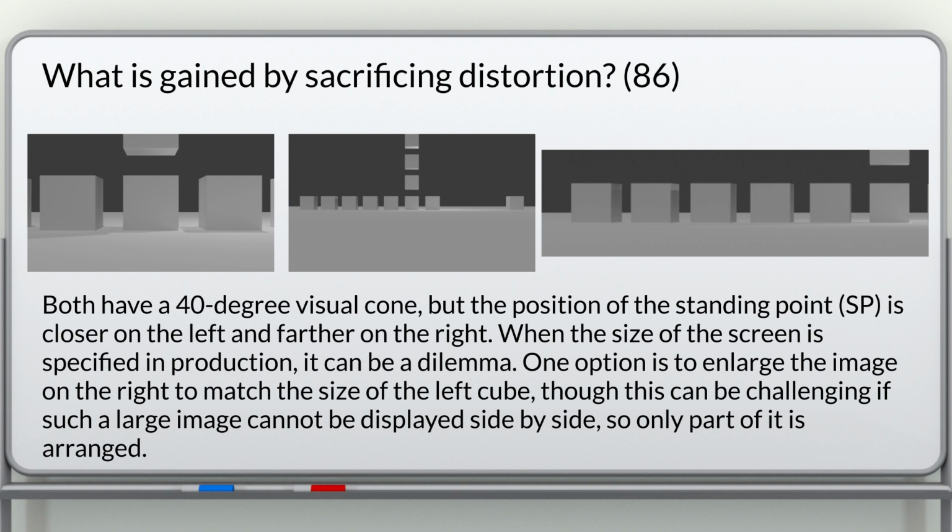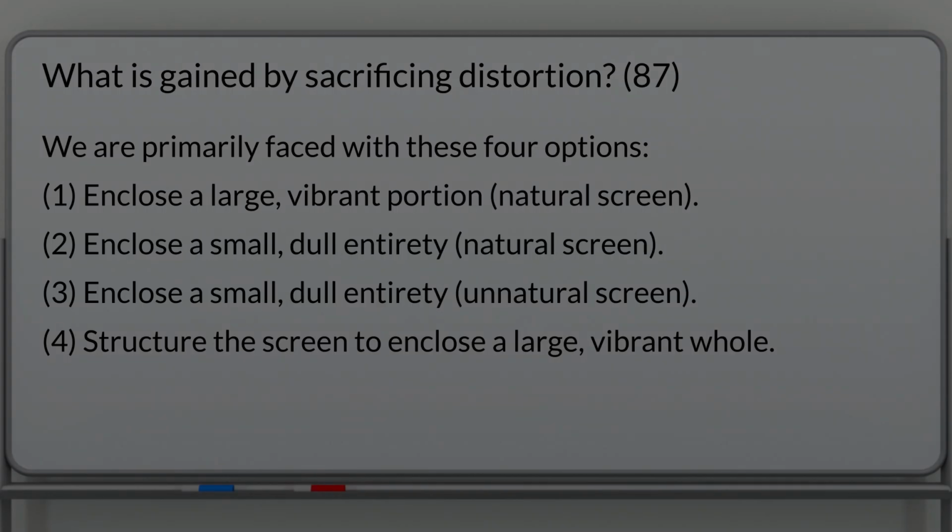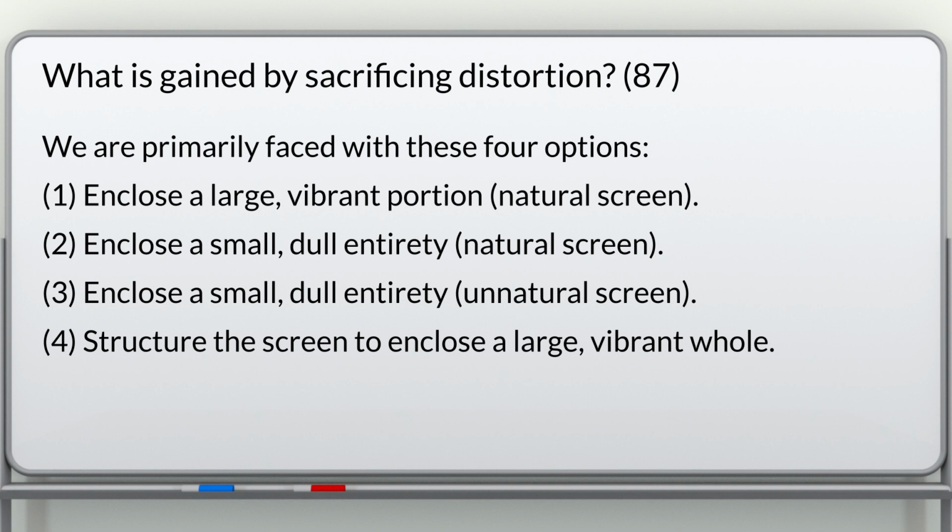One option is to enlarge the image on the right to match the size of the left cube, though this can be challenging if such a large image cannot be displayed side by side, so only part of it is arranged. We are primarily faced with these 4 options. 1. Enclose a large, vibrant portion and natural screen. 2. Enclose a small, dull entirety and natural screen. 3. Enclose a small, dull entirety and unnatural screen. 4. Structure the screen to enclose a large, vibrant whole.